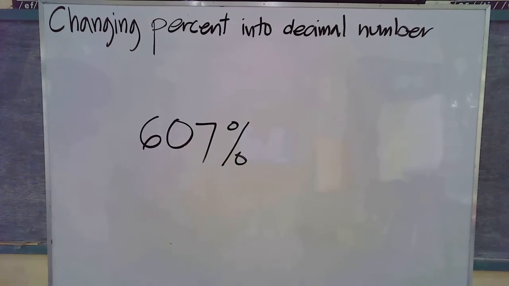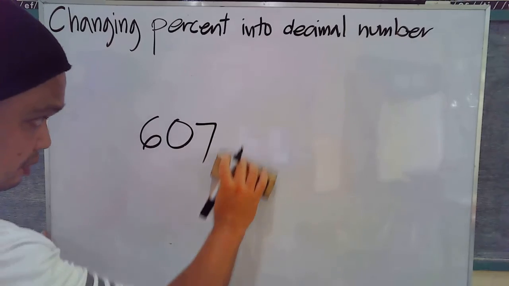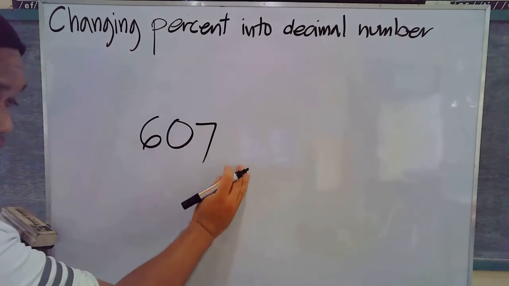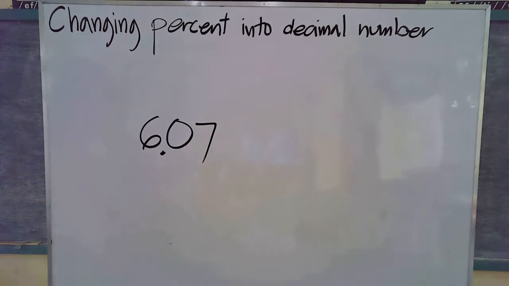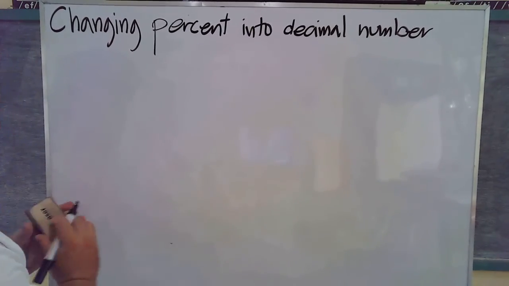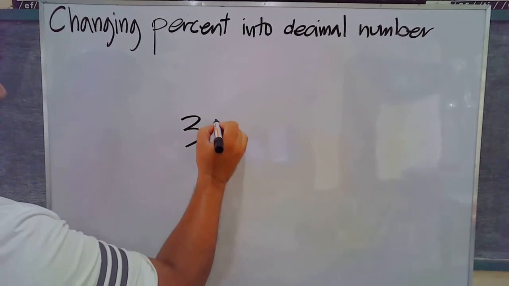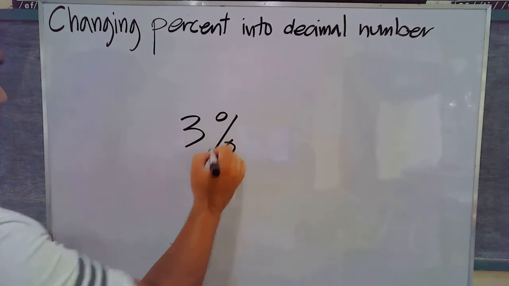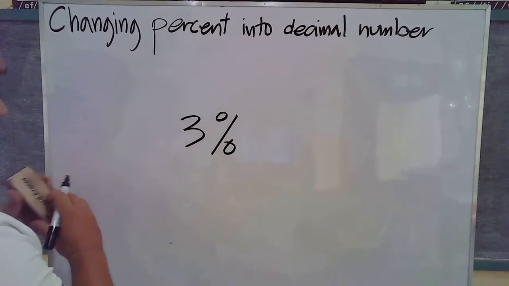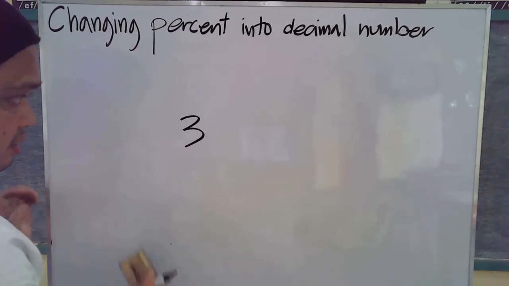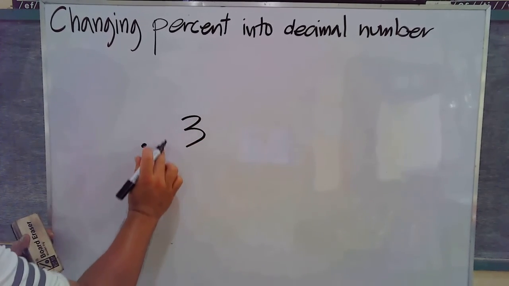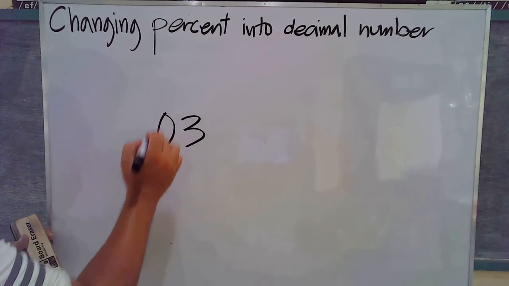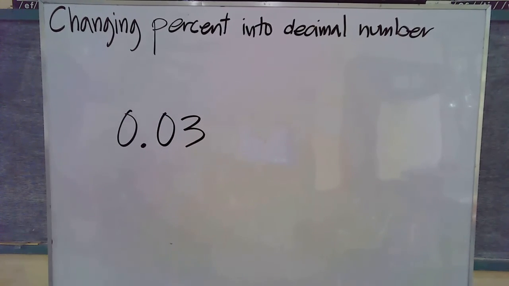Okay, 607%. So again, drop the percent, and from there, count 2 steps. 1, 2. Okay, easy, right? How about this? 3%, very easy. Drop the percent sign and 2 steps to the left. 1, 2, here, and we still have a 1 step here, so just add some 0. Okay, so that will be your answer.